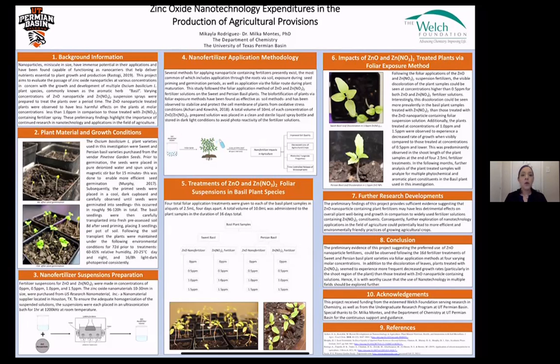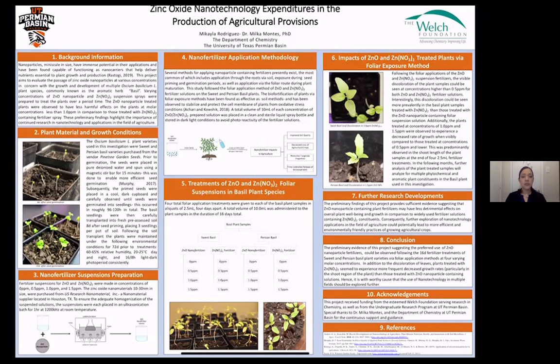Presently, there exist multiple methods of applying nanoparticle-containing solutions to plants. In this particular experiment, the foliar application method was chosen. Each fertilizer suspension was placed in a sterile plastic bottle in 10 milliliter aliquots. These fertilizer suspensions were stored away from direct light so as to avoid the photoreactivity of the zinc oxide nanoparticles.